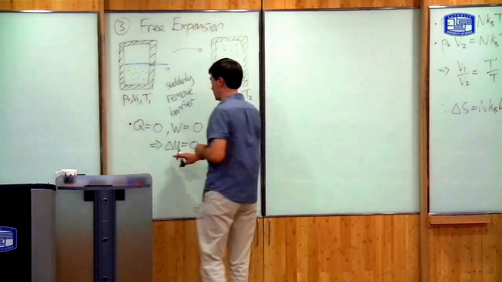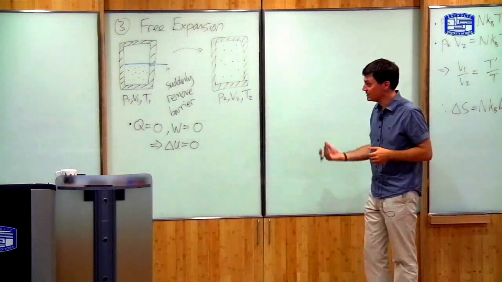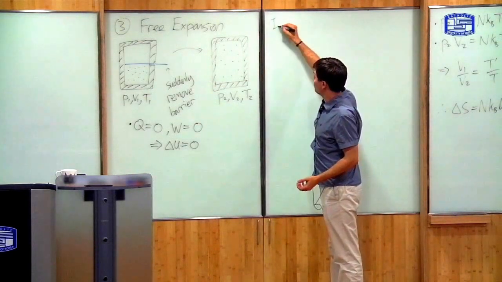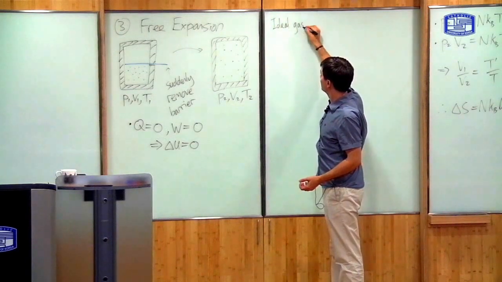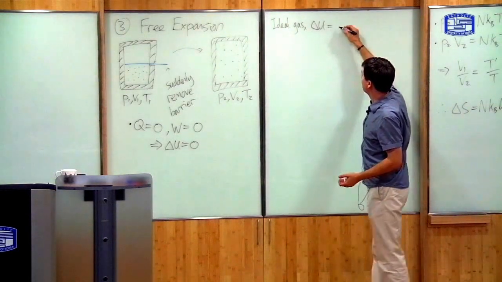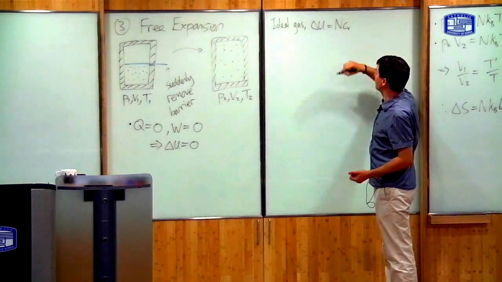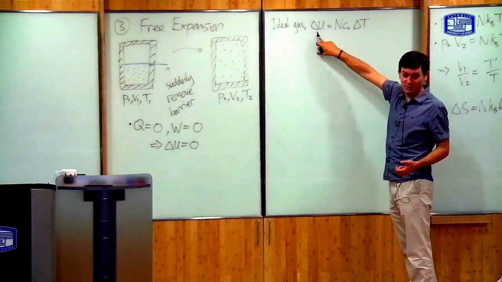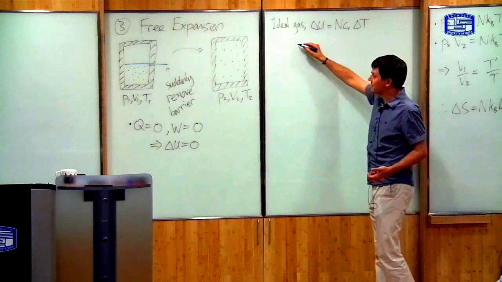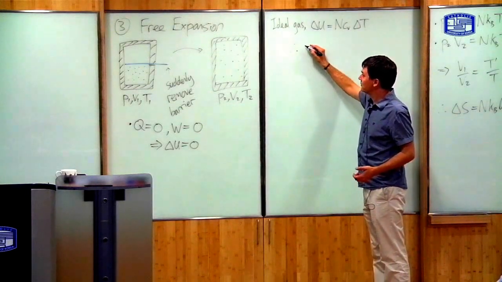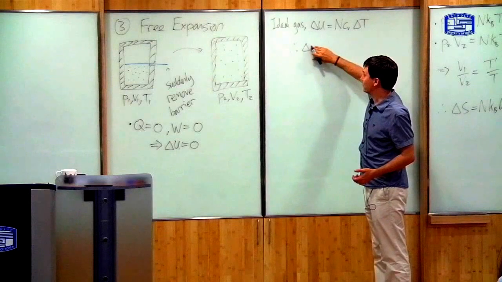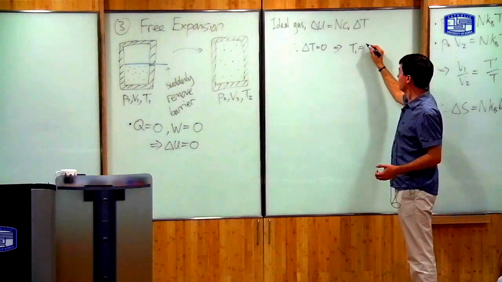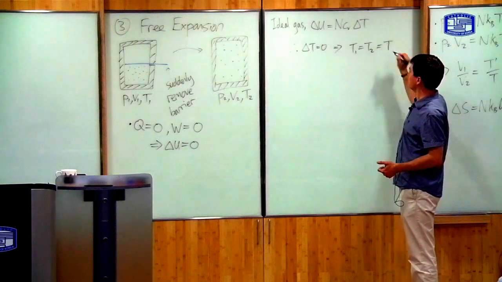So in a free expansion, there is no change in the internal energy of the gas because you don't heat it, you don't do any work to it, or it doesn't do any work. Now, for an ideal gas, we know that the change in internal energy is just number of particles times the constant volume heat capacity times the change in temperature. So if there's no change in energy, there must be no change in temperature. So therefore, delta T is equal to zero. In other words, T1 equals T2, equals some temperature T.